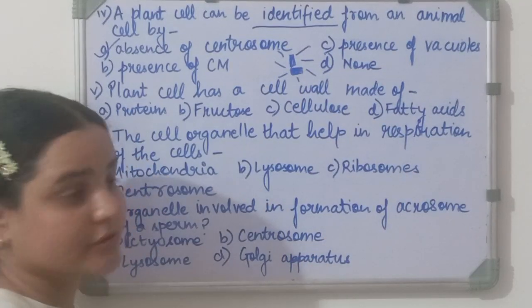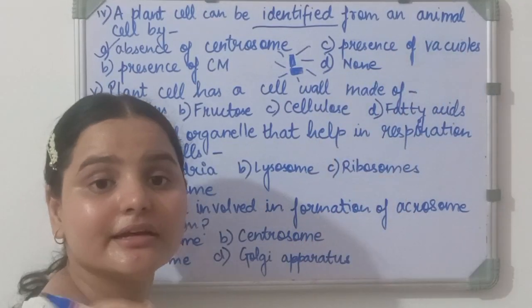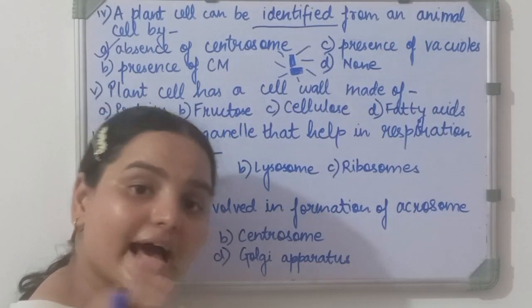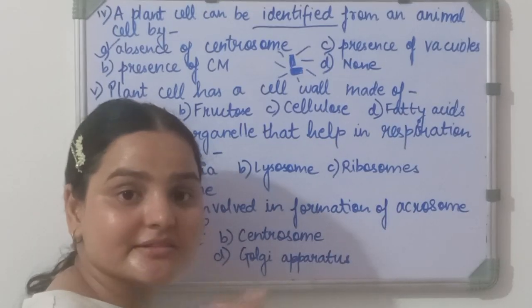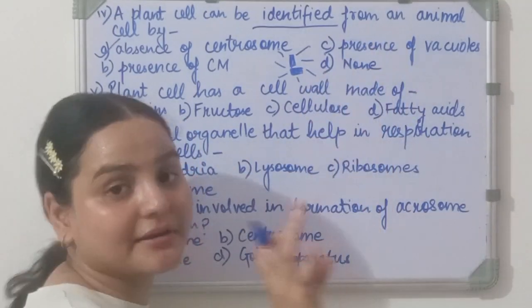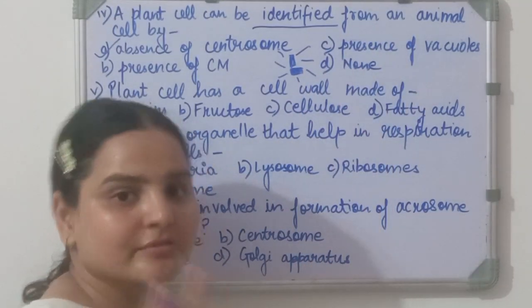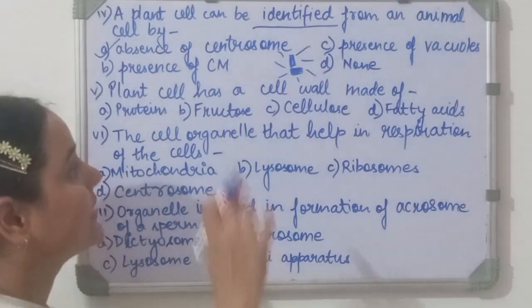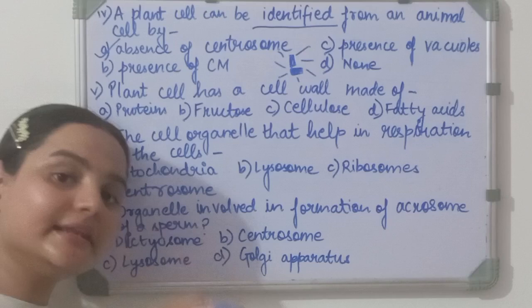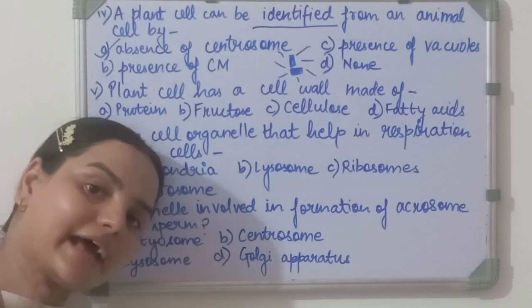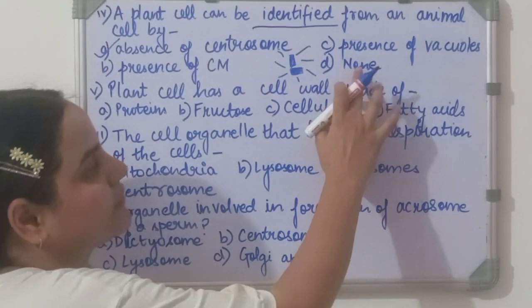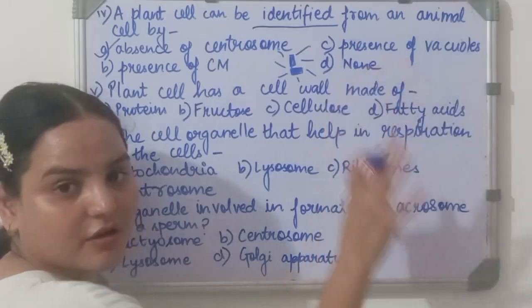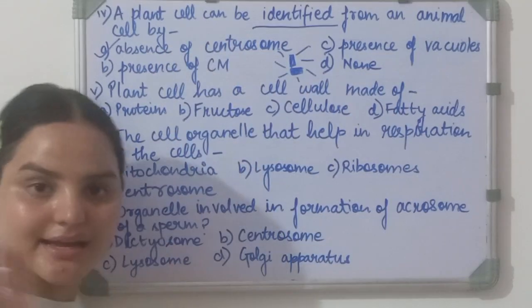Presence of vacuoles. Vacuoles are found in both plants and animals also. In plants they are larger and in animals they are smaller and fewer in number. Okay. Now option C, presence of cell membrane. Cell membrane is found in case of both plants also and animals also. Okay. Then option D, none. It is also incorrect because option A is correct.